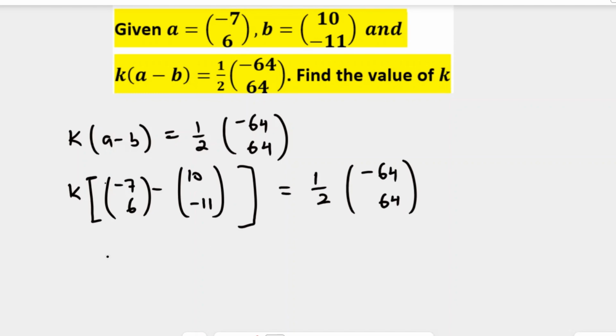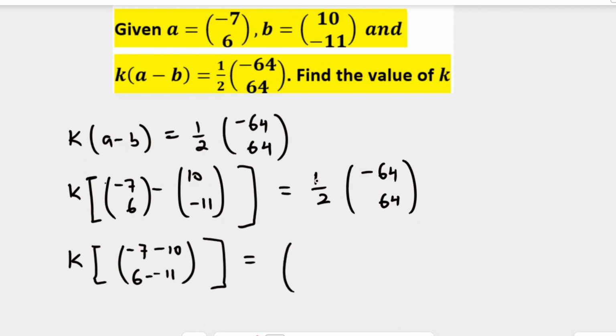Okay, so now at this point we can simplify the ones in the bracket. So we have k multiplying, in the bracket, negative 7. We can subtract the corresponding components. So negative 7 minus 10 for the x component, and with the y component we have 6 minus negative 11. And it is equal to, now we can simplify this part. Half is a scalar multiplying this vector. So you're going to get negative 64 times half, and for the y component, 64 times half.